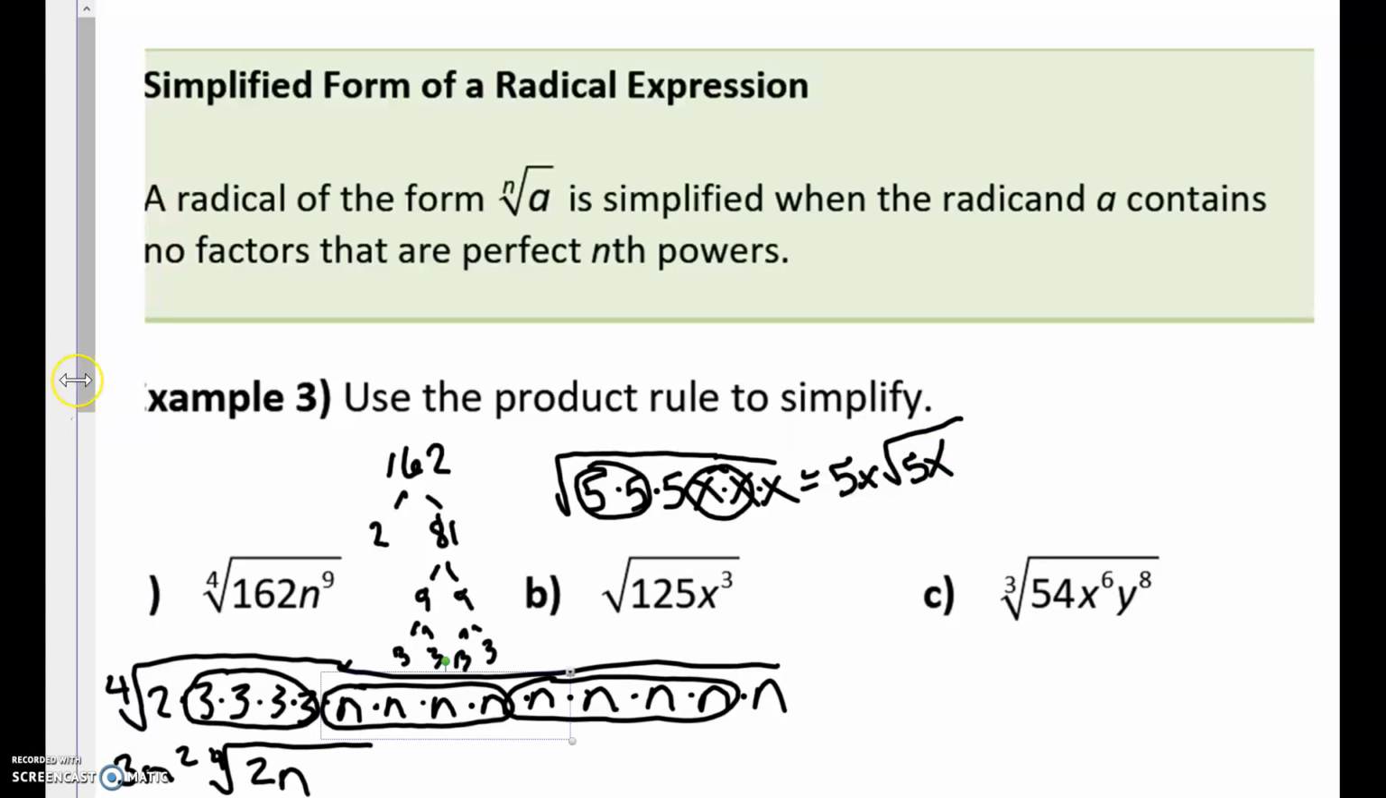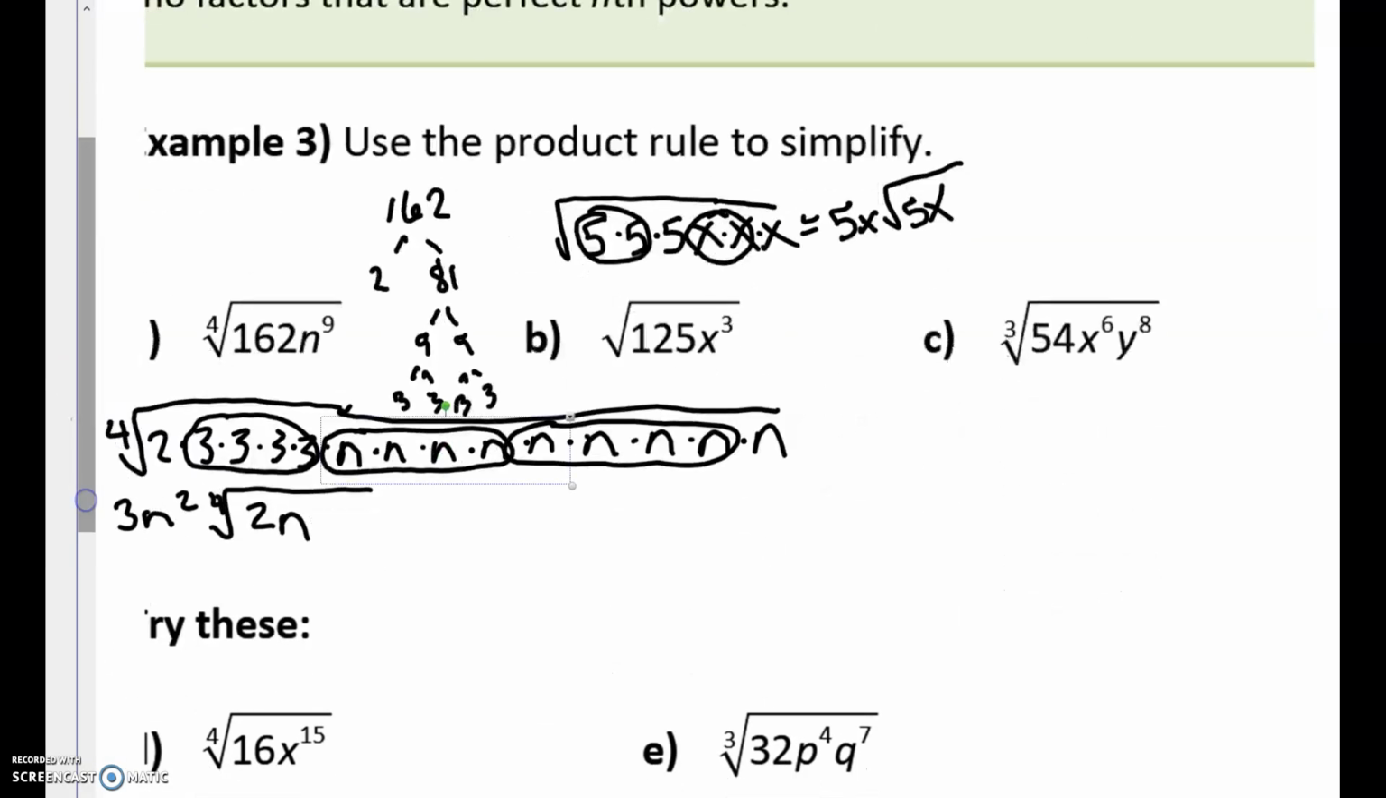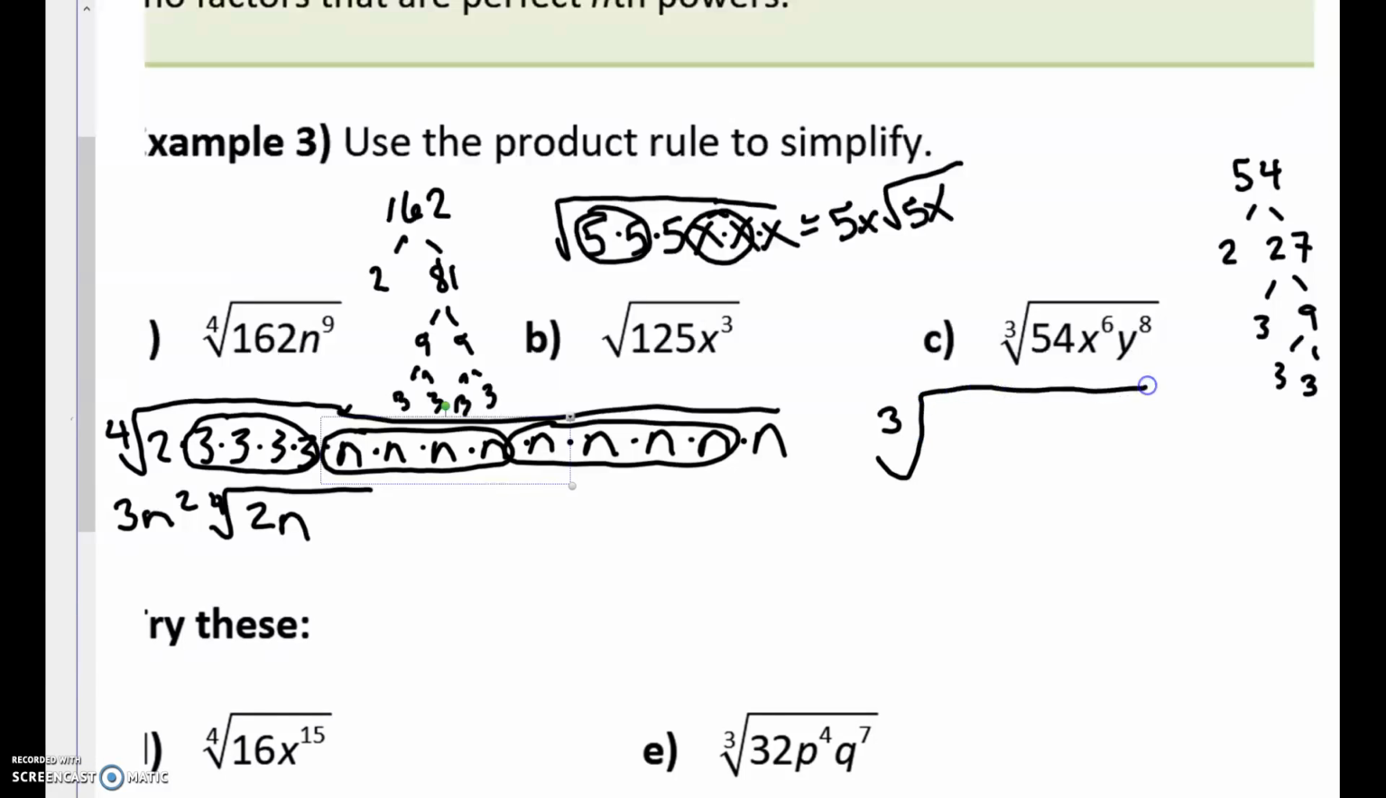So C, here I look at this, I've got a 54, x to the 6th, y to the 8th. Well, I know that 54 is, let's factor tree it. Basically, it's 2 times 27, or 2 times 3 times 3 times 3. So now I have the cube root of, ready? 2 times 3 times 3 times 3, x to the 6th, y to the 8th.